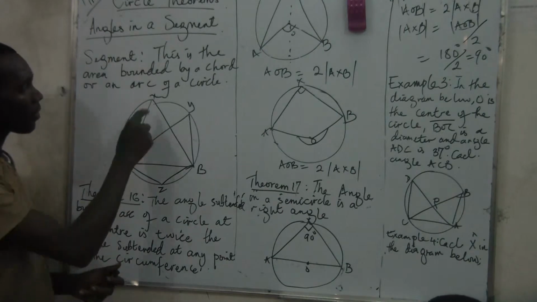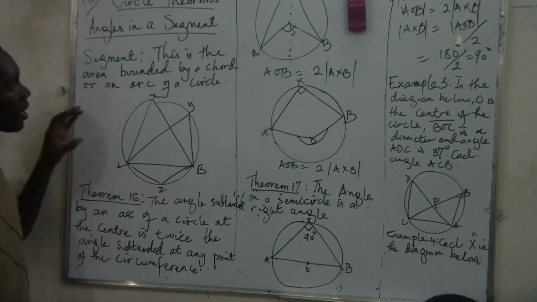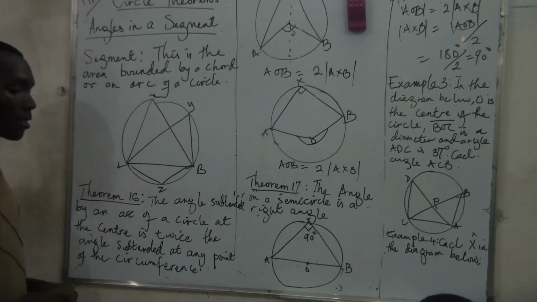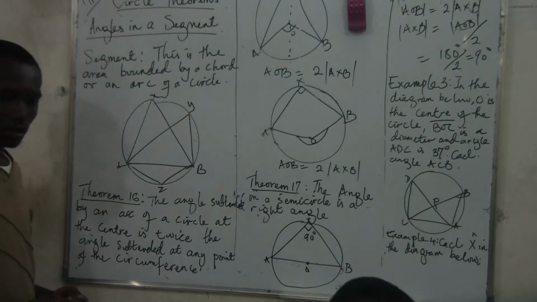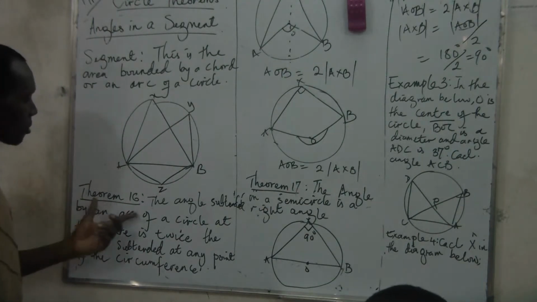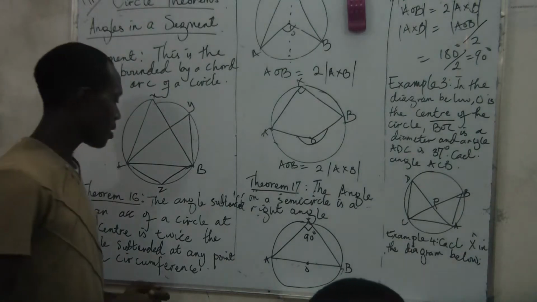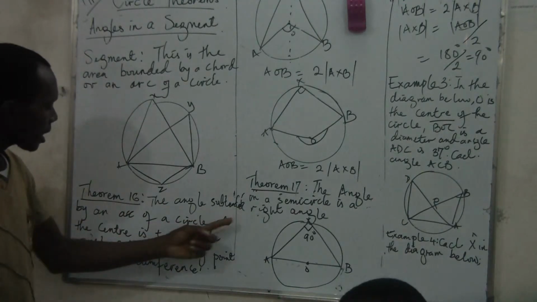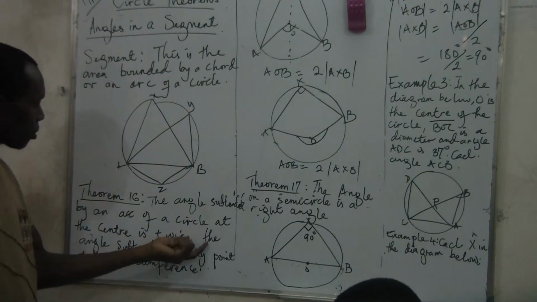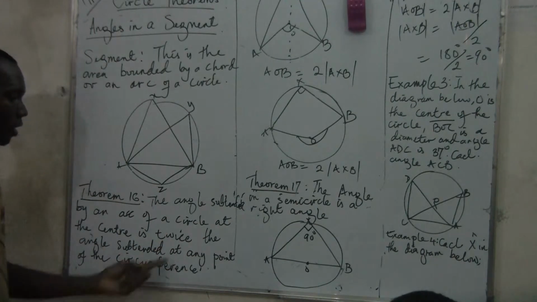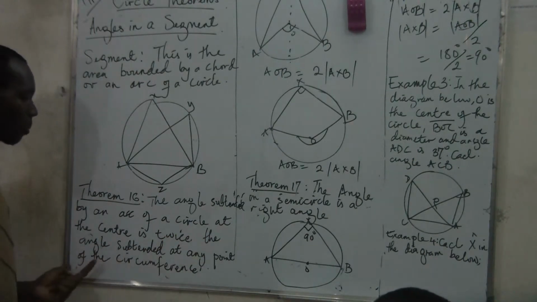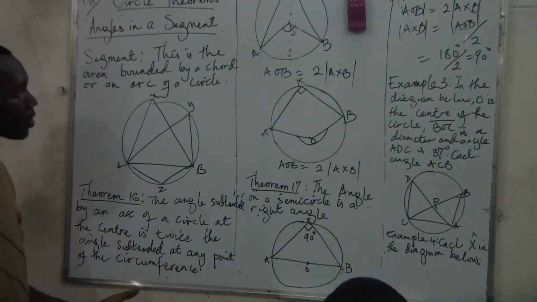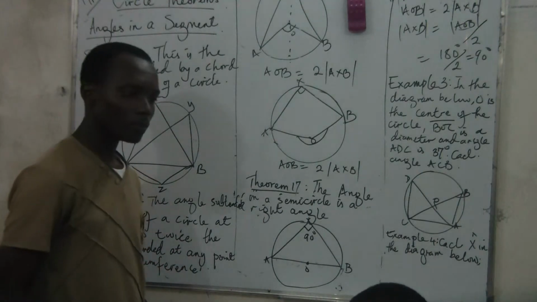So there are some angles that are found inside a segment, and there are theorems that support such angles. The next theorem we'll look at is theorem 16. Theorem 16 says that the angle subtended by an arc of a circle at the center is twice the angle subtended at any point of the circumference.